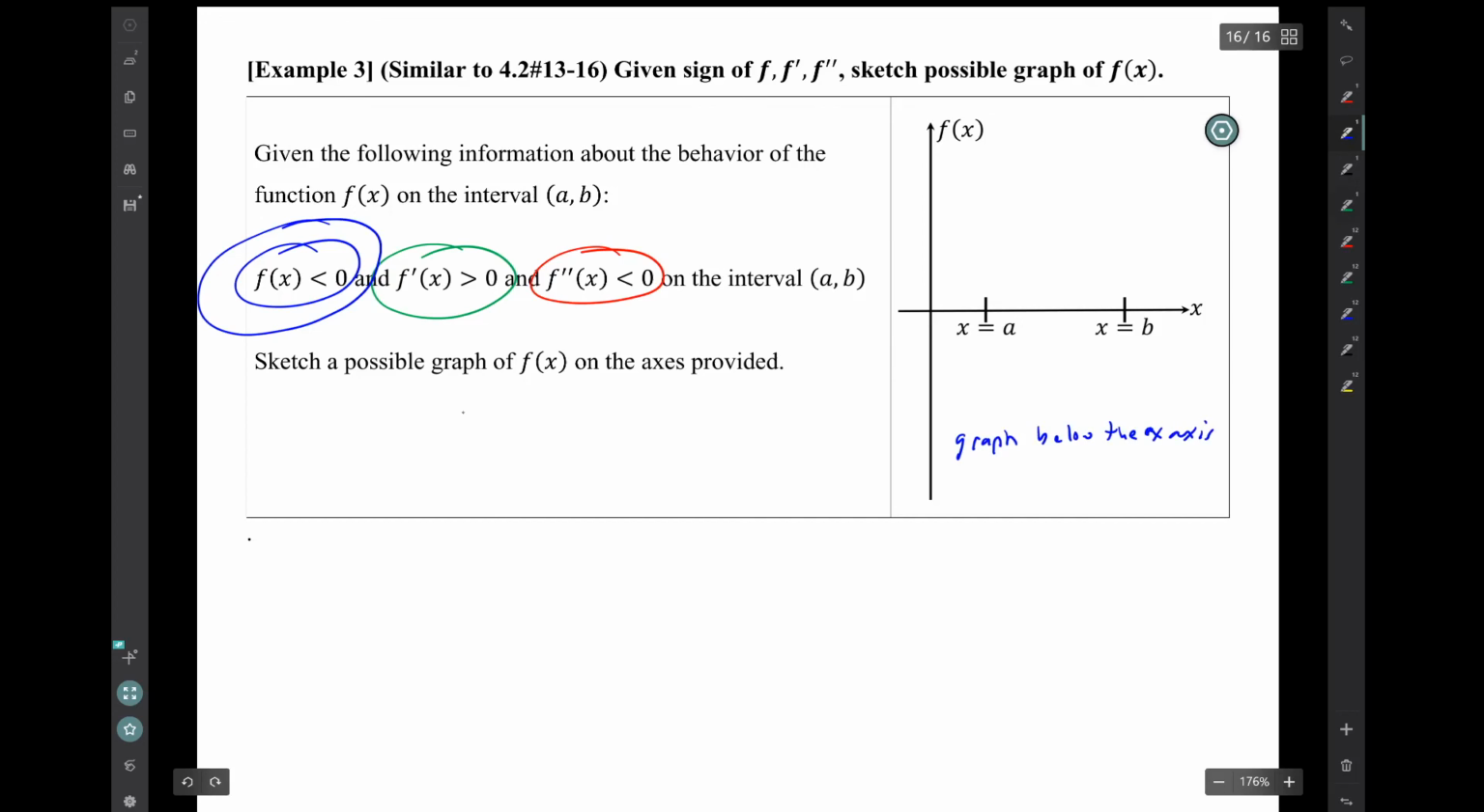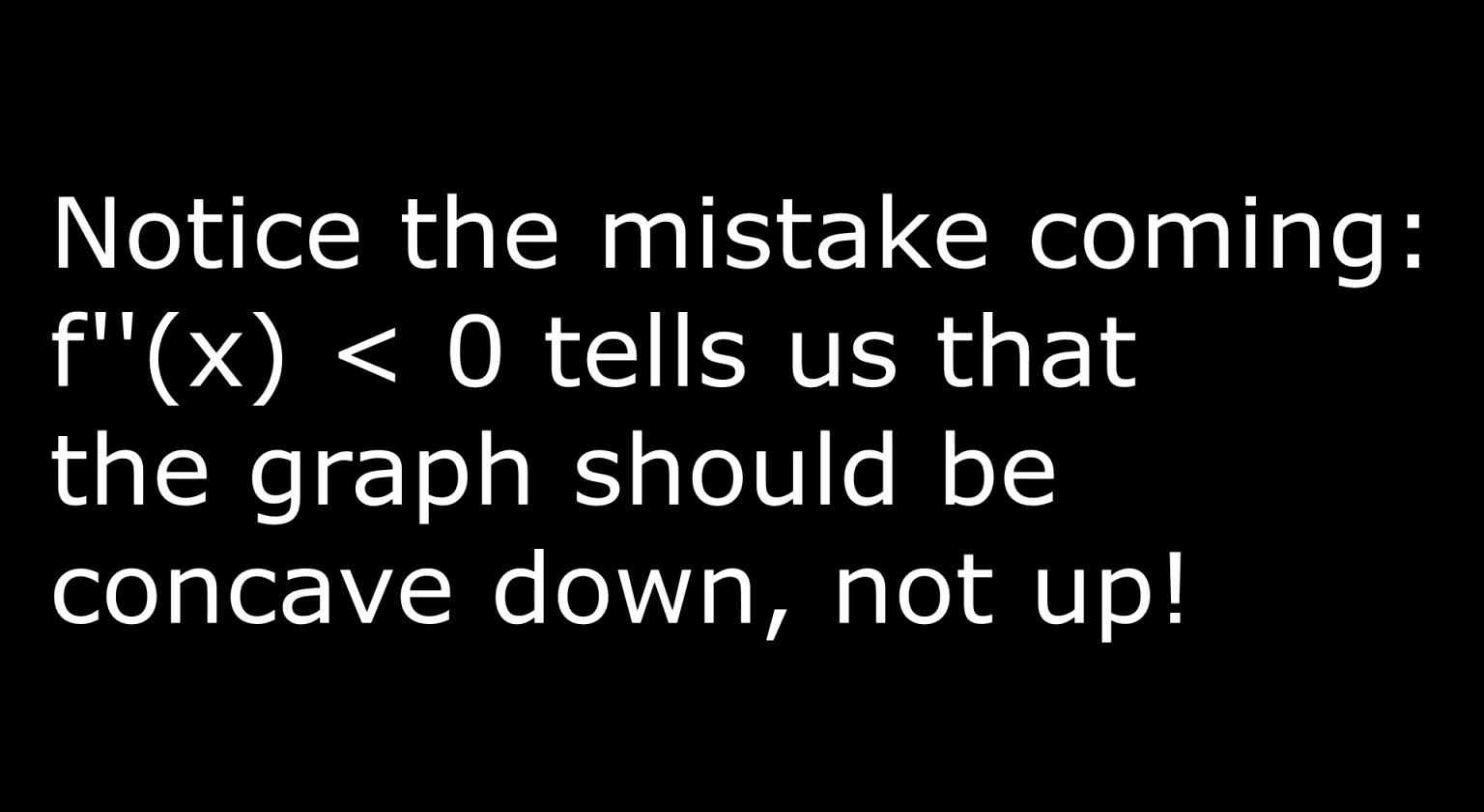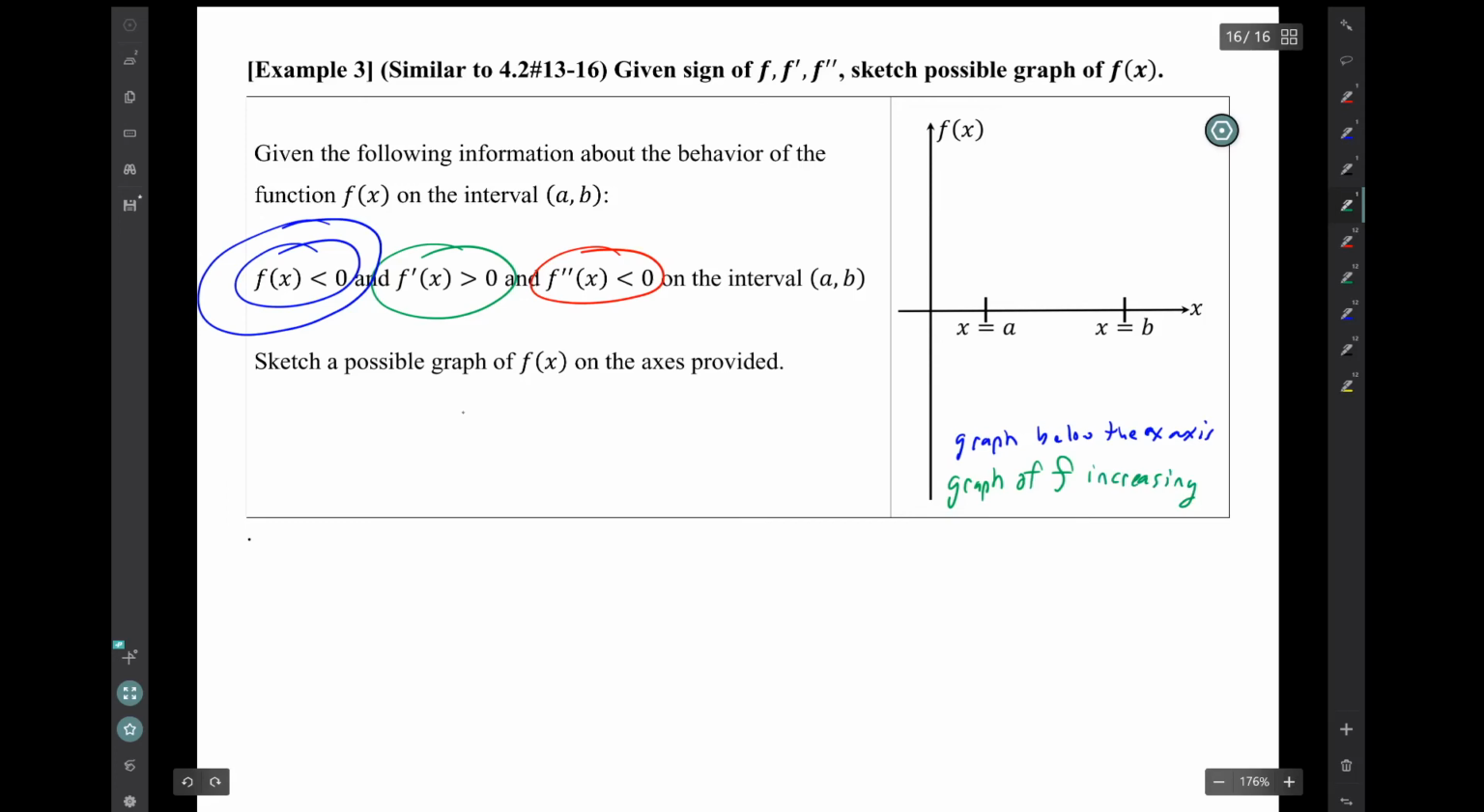And the green information will tell us that the graph of f is increasing. And the red information, that f double prime is negative, tells us that f is concave up. So we need to draw a graph that is below the axis but increasing and concave up. There is an example of a graph that does that. It's below the axis, it's increasing, and it's concave up. That's the end of the example, and that's the end of the video.